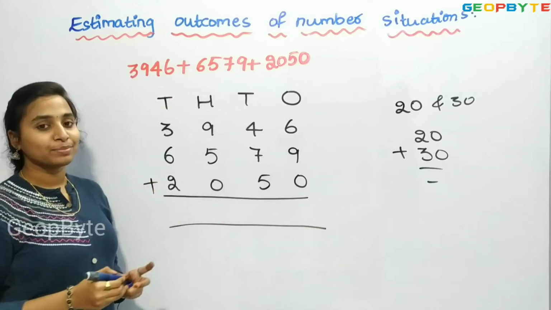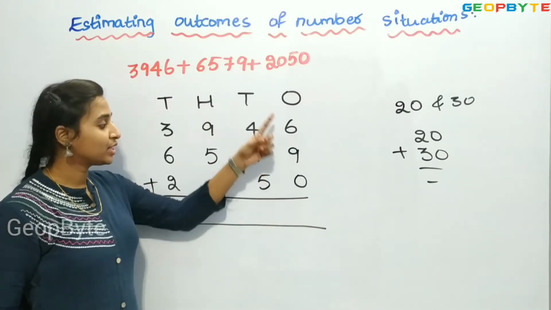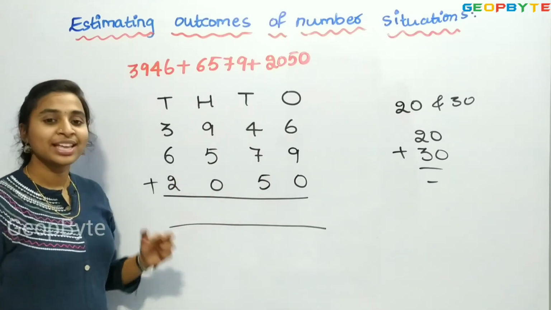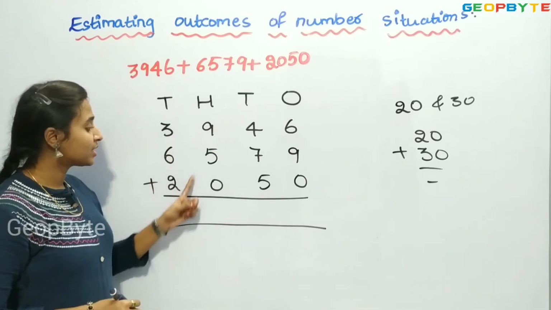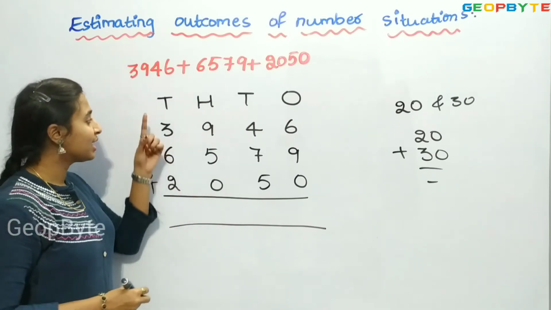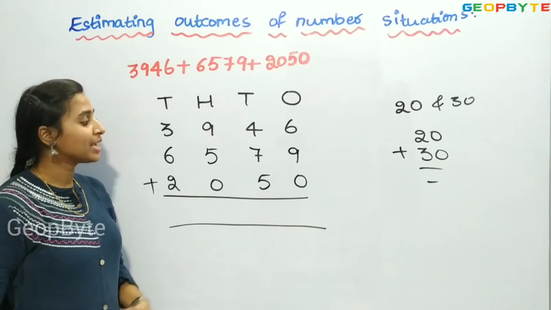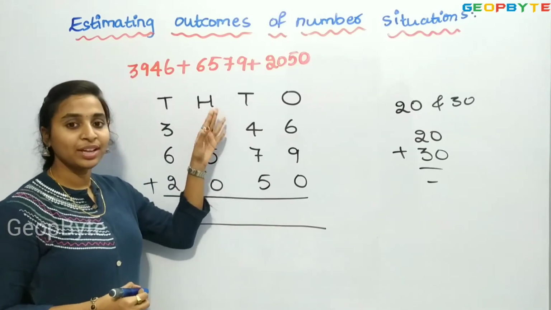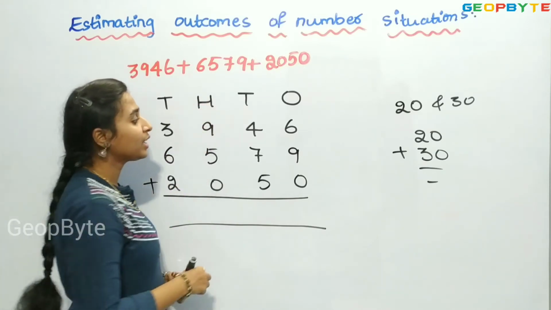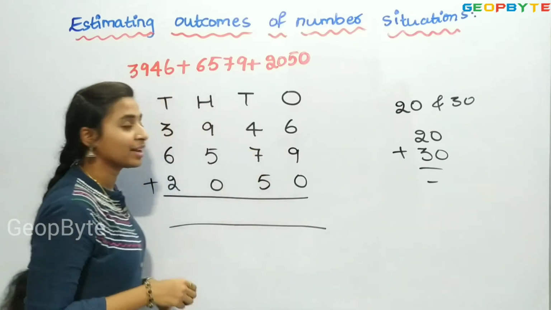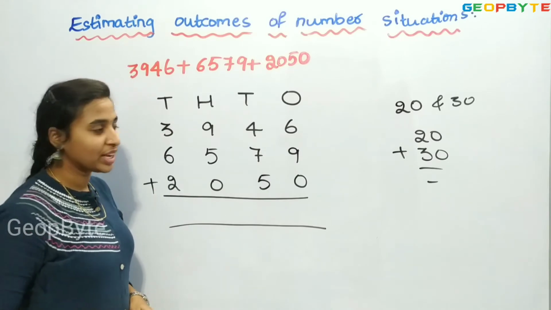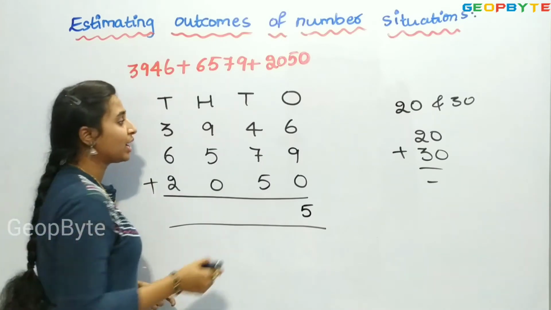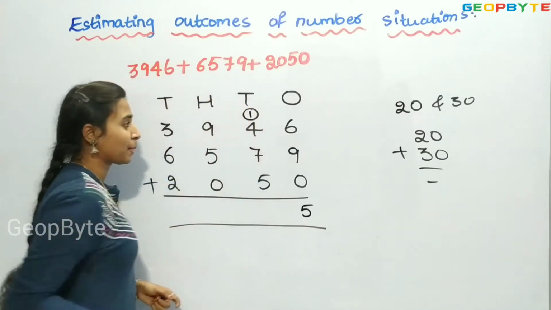Generally by columns. First we will add digits in ones place, then tens place, then hundreds place, and finally thousands place. If we get a value more than 9, we will carry it to the next place value. Here we have 6 plus 9, which is 15. We will write 5 here and carry the 1 to the tens place.